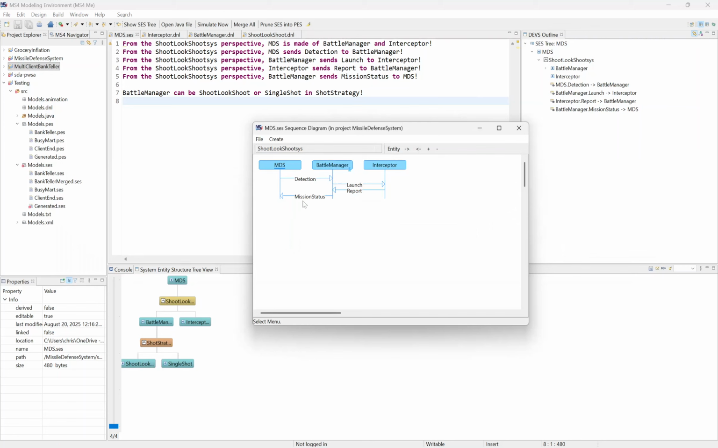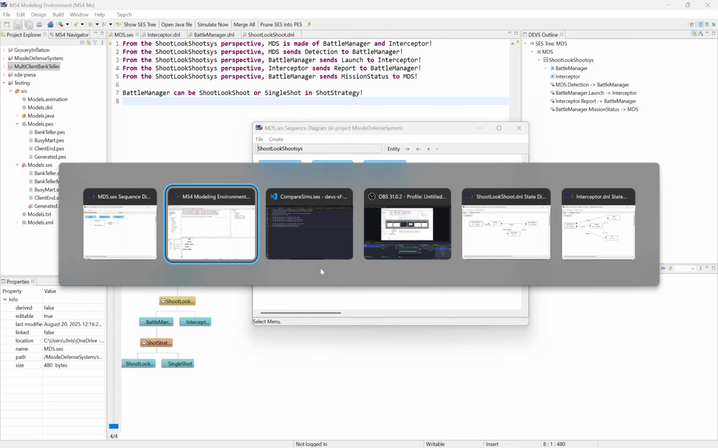And the sequence of messages that flow through the system: essentially the system gets a detection, the battle manager sends out a launch sequence to the interceptor, and the interceptor will report either a miss or hit back to the battle manager. Depending on the strategy chosen, this cycle might repeat, for shoot-look-shoot for example, but once the attempts are made, a mission status result is reported back to, say, the experimental frame.